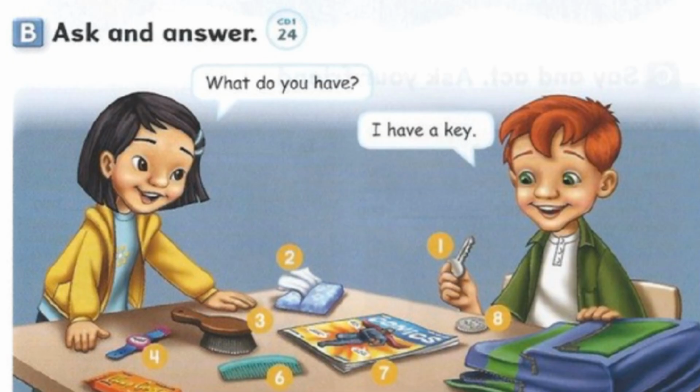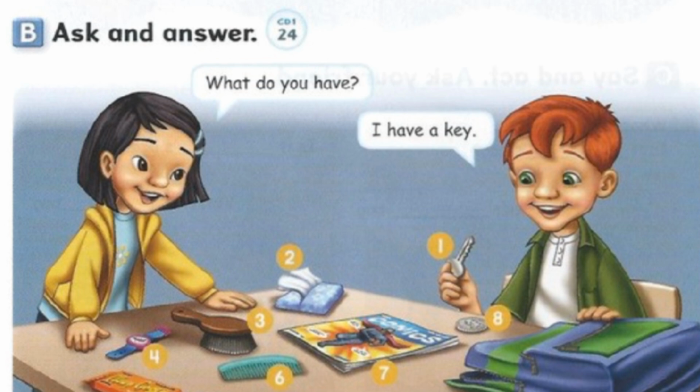Ask and answer. What do you have? Number 1, I have a key. Number 2, what do you have? I have a tissue. Number 3, what do you have? I have a brush. Number 4, what do you have? I have a watch.